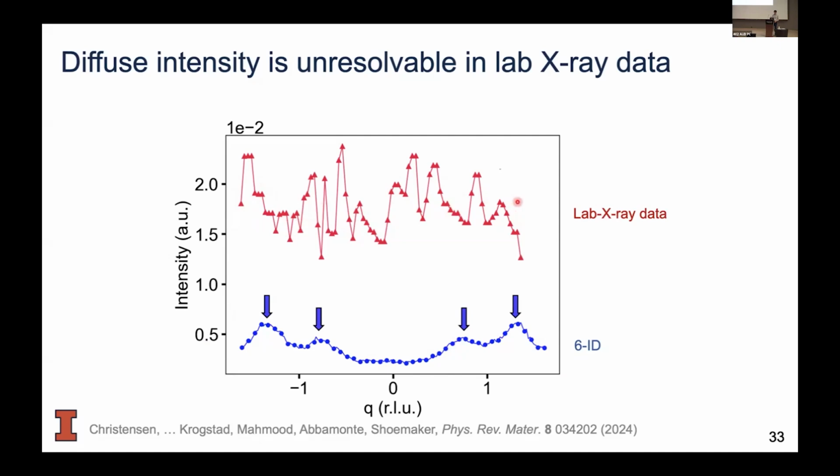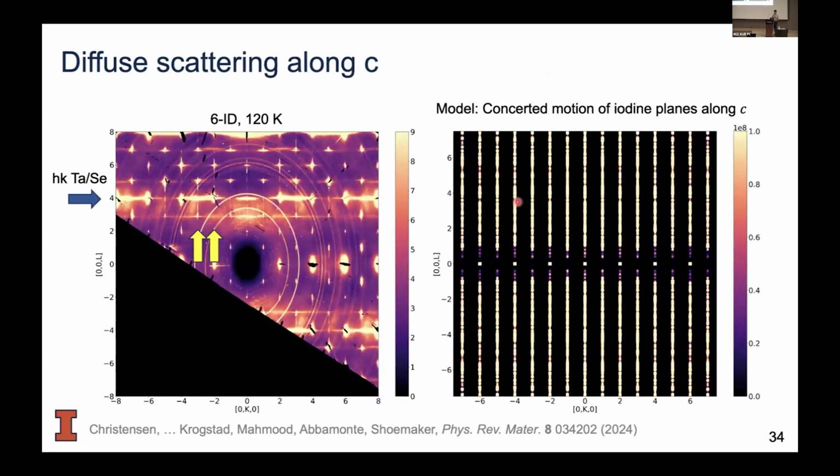And so you can't get diffuse scattering data that's meaningful. Even in this system, which has really strong displacements and just pervasive disorder everywhere, you really have to do it at the synchrotron to be able to get this knowledge. That's not the only direction where there is intensity.